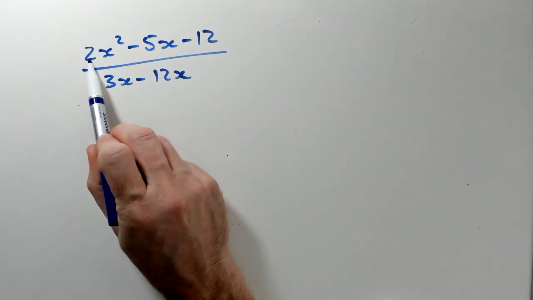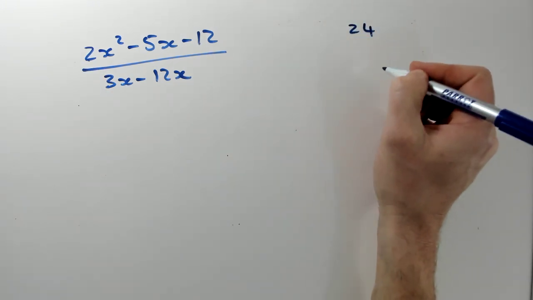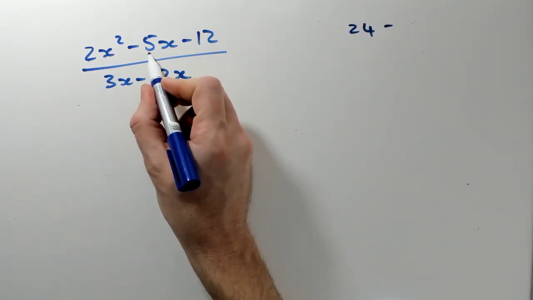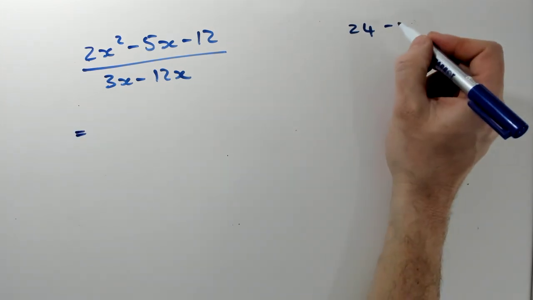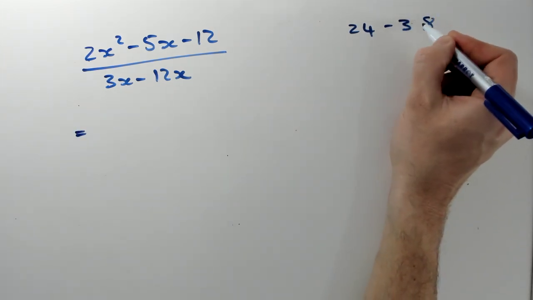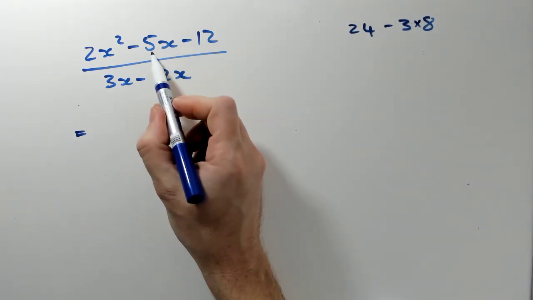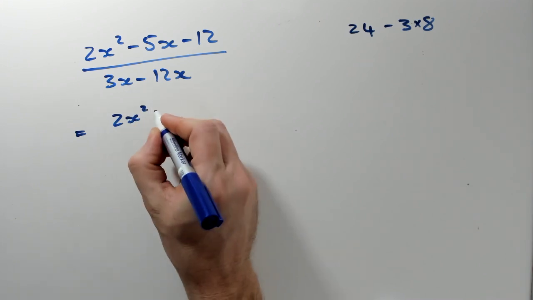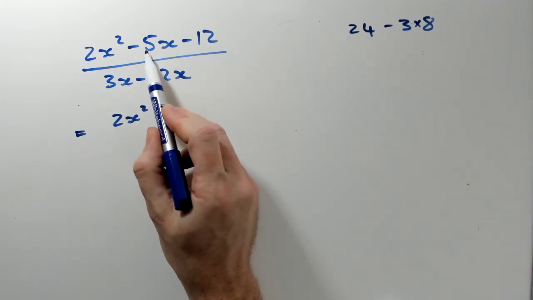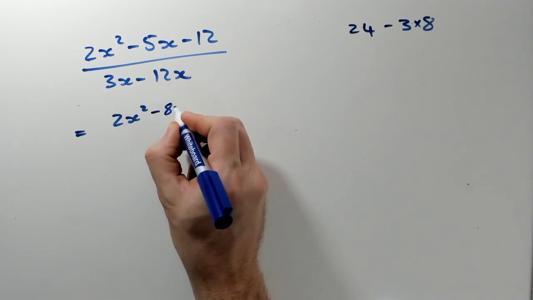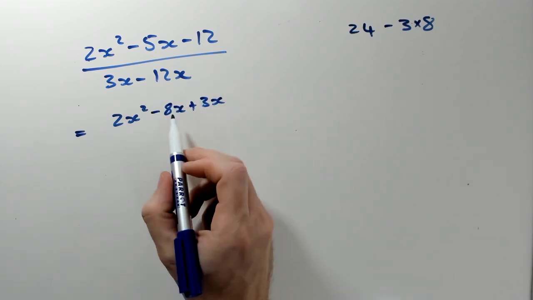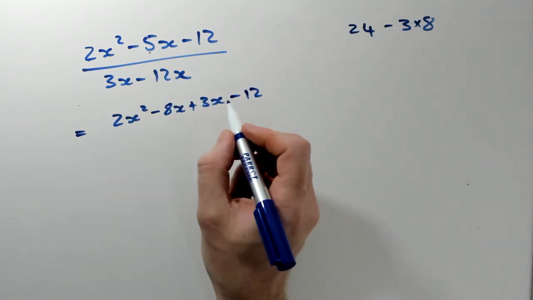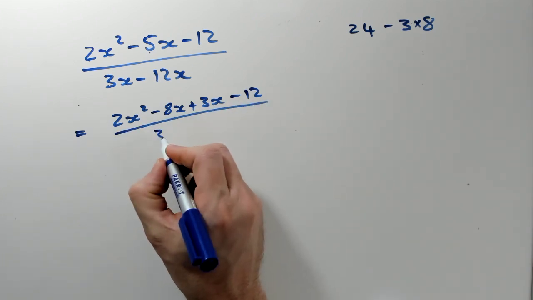If I were to multiply 2 and 12, I get 24. And I need to find factors of 24 that are going to get me 5. And that is going to be 3 and 8. So a 3 and an 8 will get me to 5. And now I just kind of have to rewrite the top part. So I'm going to write 2x squared, and to get to 5x, it will probably be negative 8x plus 3x. So these two together give me a negative 5x, minus 12, and all of that over 3x.